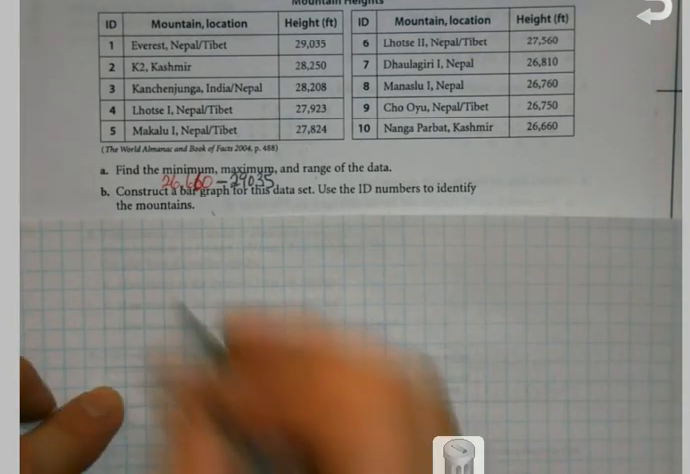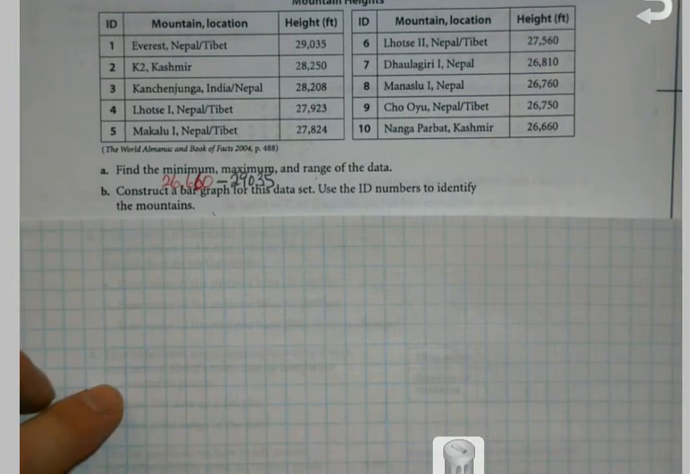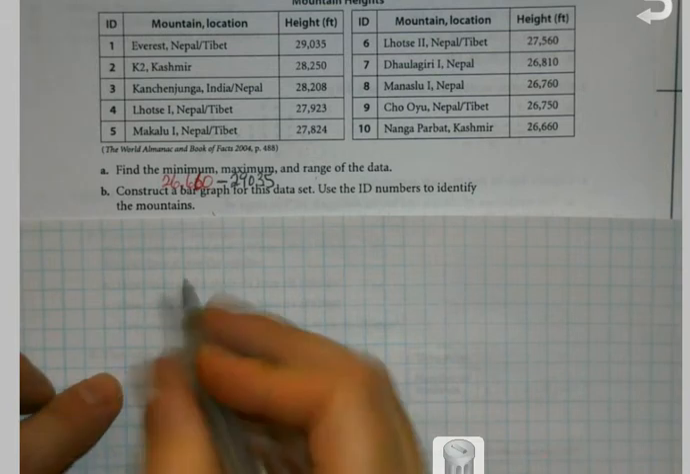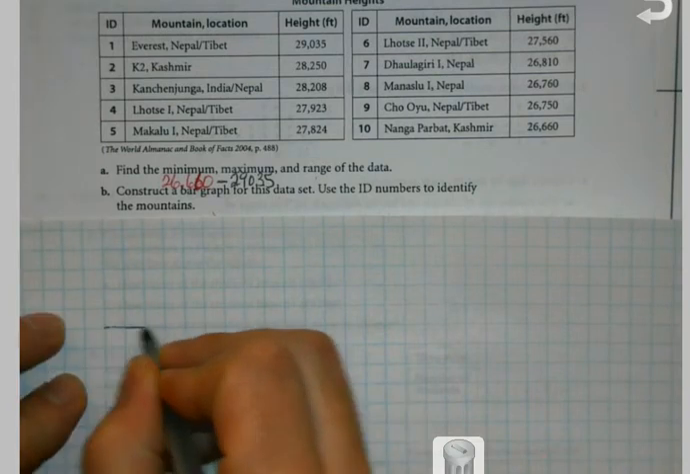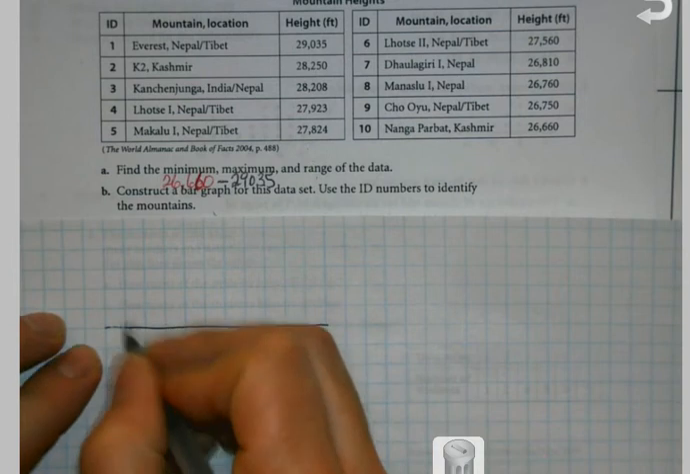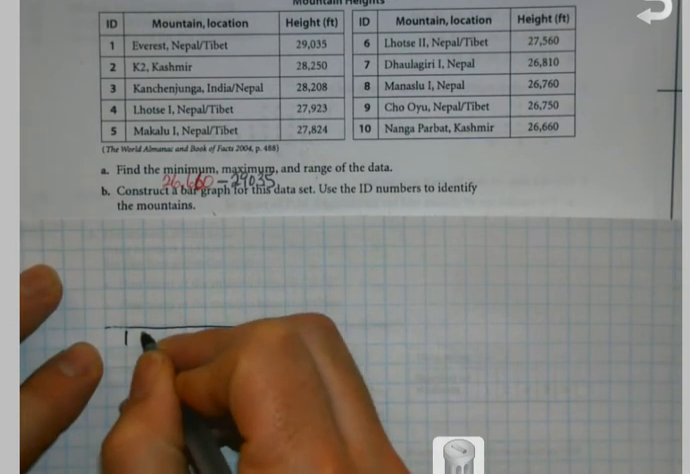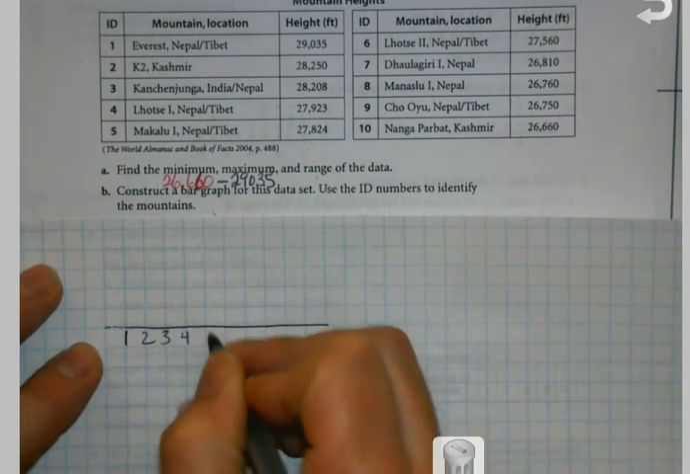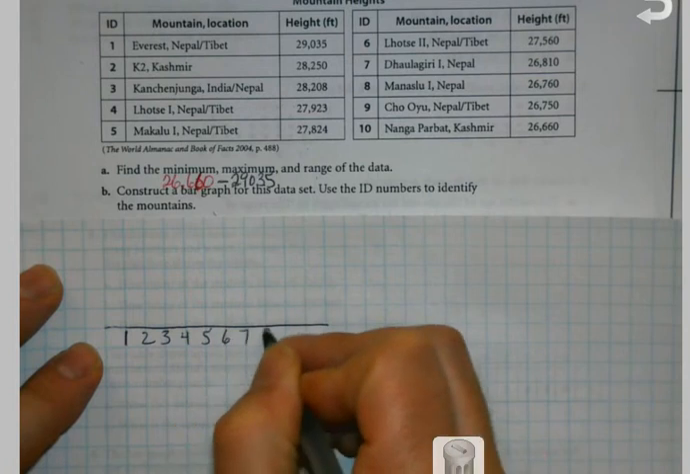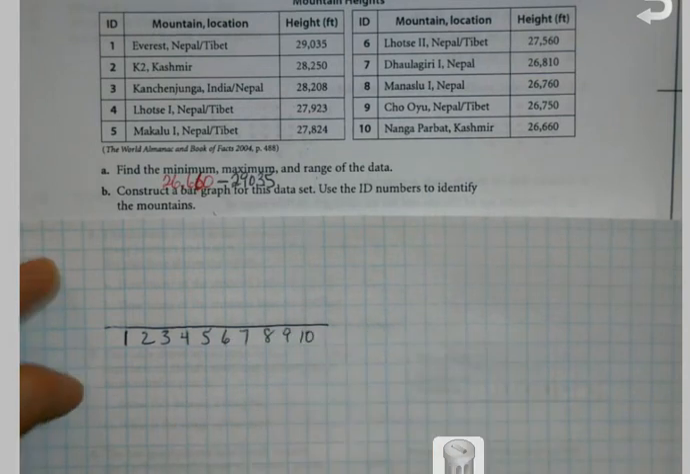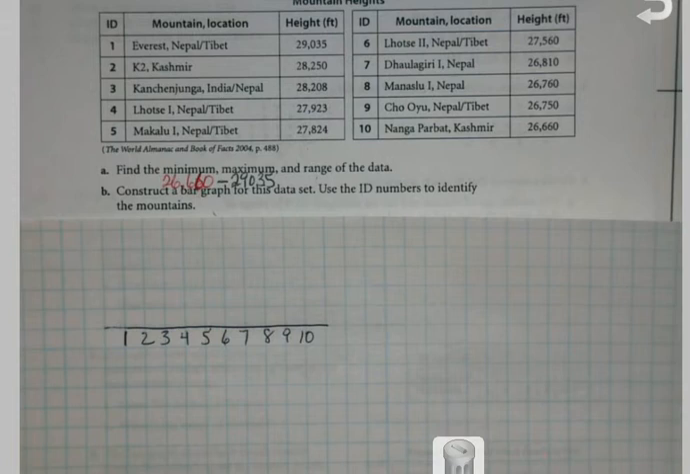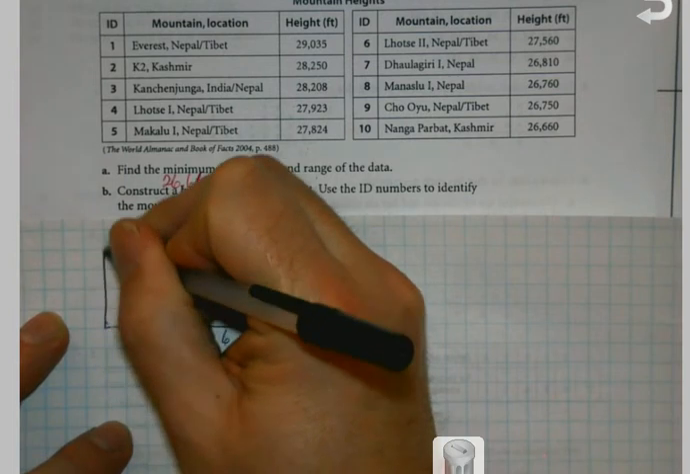This bar graph, they told us to use the ID numbers to identify the mountains. So they told us to label them by number. So on each of my lines, I'm just going to number them 1 to 10 because that's what they told me to do. And then as far as making my bars that go up, I don't know if I gave myself enough room here, but we're going to find out.